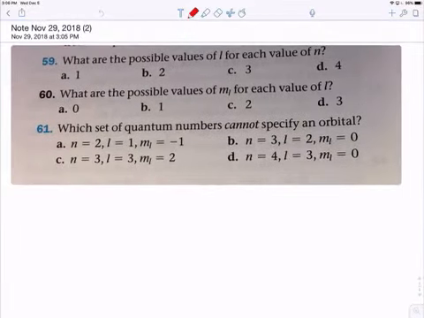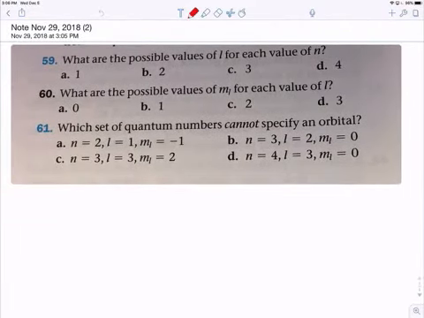Okay. So this one I'm just going to kind of explain. The possible values of L for each value of n. If n is 1, L can be up to n minus 1, so L has to be 0. For n equals 2, L can be 0 or 1. For n equals 3, L can be 0, 1, or 2. And for 4, L can be 0, 1, 2, or 3. You guys got that?